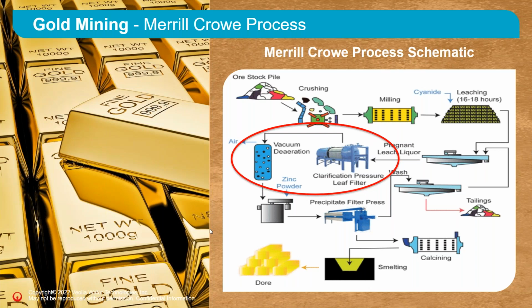Now we'll look at some specific applications and case studies. This is a schematic for a Merrill-Crowe process used for gold and silver processing. As you see here, the process starts with crushing and milling the gold and silver ore, and then it's allowed to dissolve or leach into a cyanide solution.